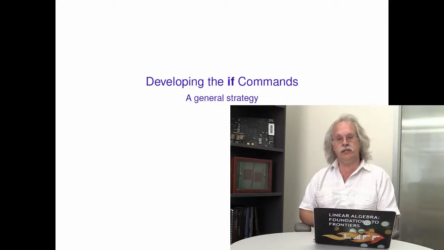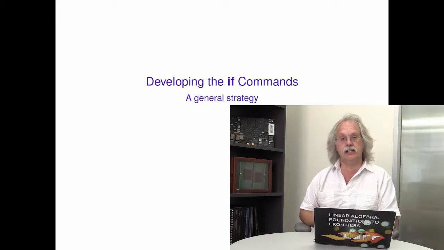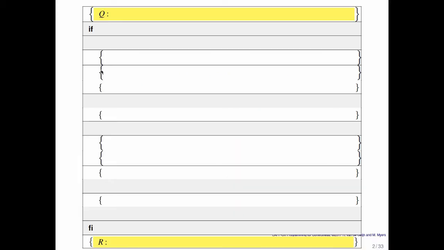In week 2, we discussed how to prove an if command correct, and that eventually led to a worksheet that guided you through that proof of correctness. What we're going to do now is take that worksheet and turn it around. We're going to have the worksheet guide us through how to derive the if command, hand in hand with its proof of correctness. Okay, so here we have a prototypical if command.